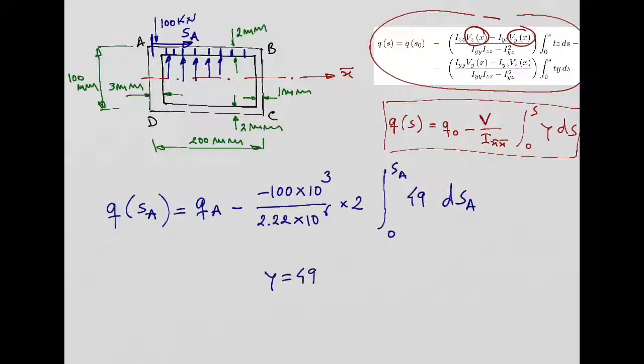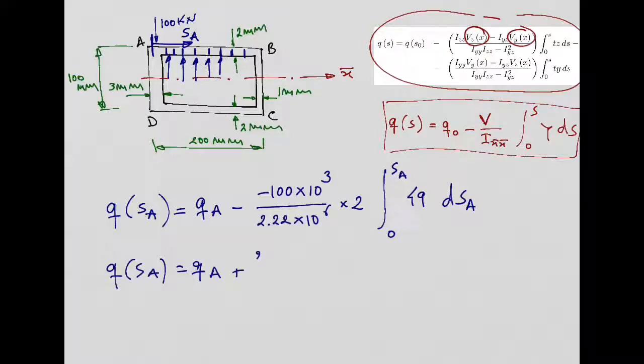So basically y is always equal to 49 in that wall from point A to point B. The distance of any of those sections to the neutral axis is constant and equal to 49. The middle of the section, yeah. The top of the section is 50, so I just took 1 millimeter, which is half of the thickness, to go to the middle of the section, right? All right, so we just need to integrate, and then we get dq_A.